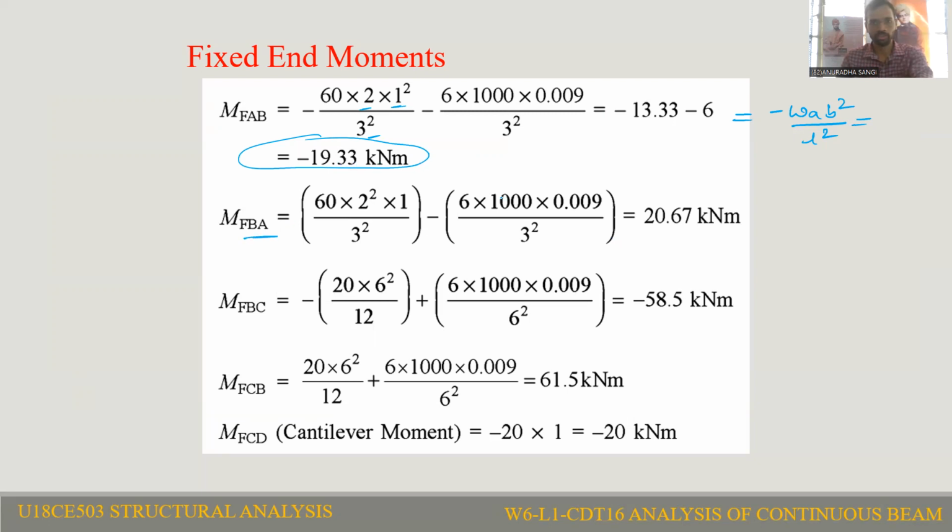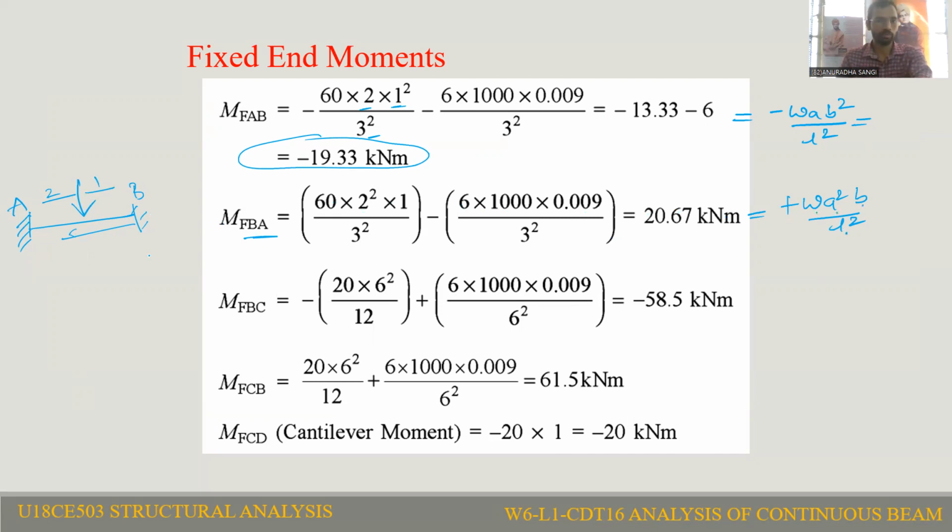Similarly, MFBA will be plus W A square B by L square. So this is the formula, and this will be on the positive side. For the AB span, MFBA will be, because of loading, with A as 2 meters and B as 1 meter, plus W A square B by L square.